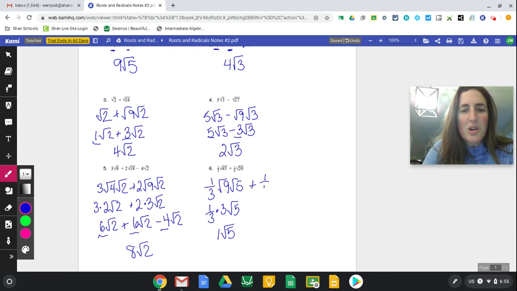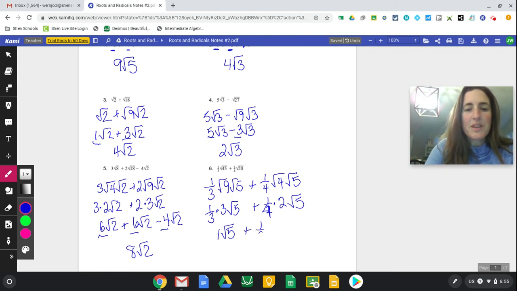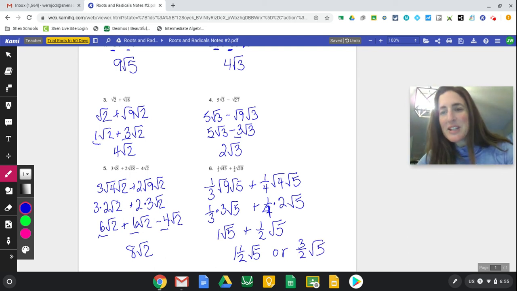I've got 1/4, and 20 is 4 times 5. So now it's 1/4. Oops, just kidding, Mrs. Warner. Times 2 radical 5, and 1/4 of 2 is 1/2 radical 5. So really, I have 1.5 radical 5, or you could think of that as 3/2 radical 5. And that's my final answer.